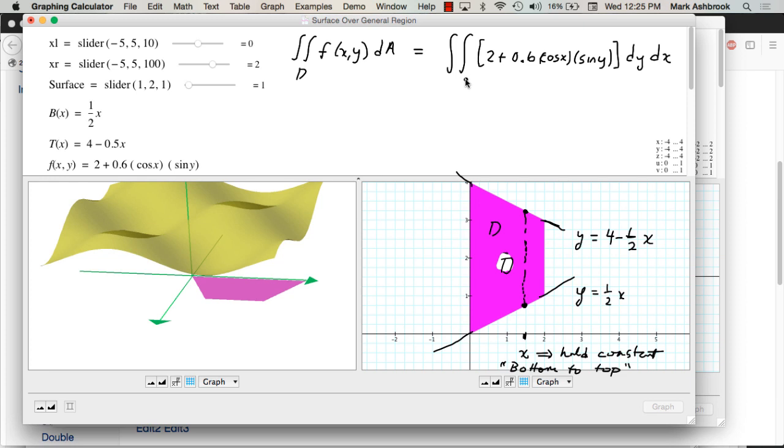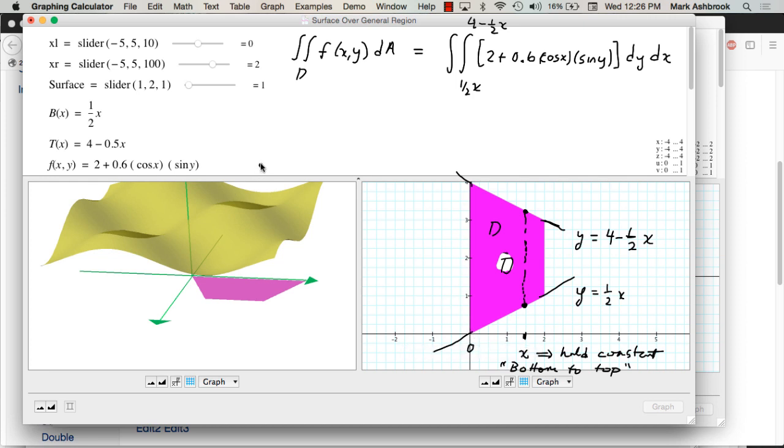So this is the bottom. Where's the bottom of this region? It depends on the x that you have, right? So it's 1/2 x. And where's the top of this strip? It's the top y value, 4 minus 1/2 x. Once we have that typical strip, we integrate with respect to x. Where's the leftmost typical strip? x equals 0.